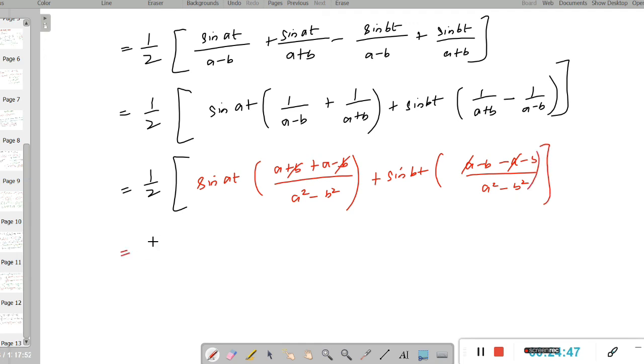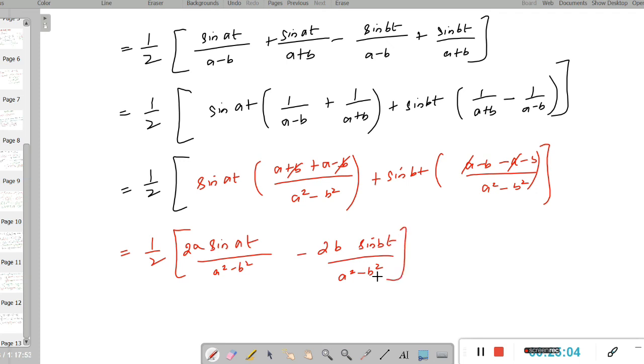So after the simplification, 1 by 2 sin at into 2a divided by a square minus b square, minus 2b sin bt divided by a square minus b square. So here if you multiply 1 by 2 into the corresponding value, you can take 1 by a square minus b square as a common term. So after the simplification you will get (a sin at minus b sin bt) divided by a square minus b square.